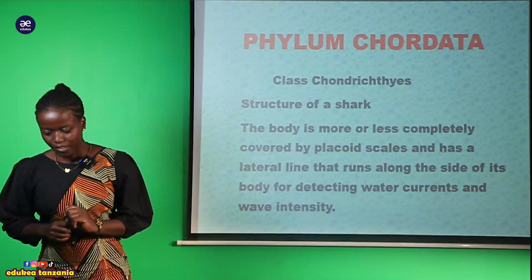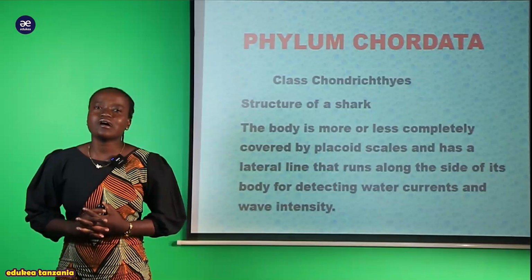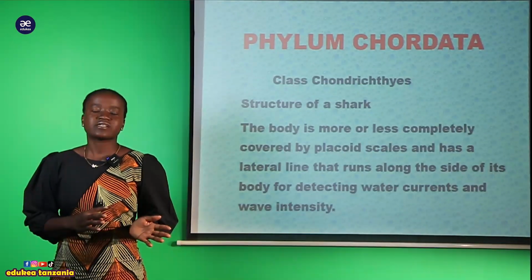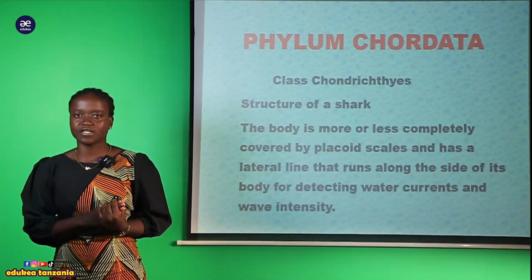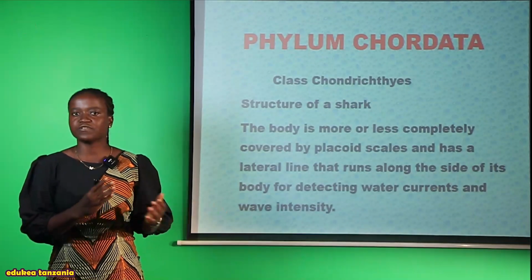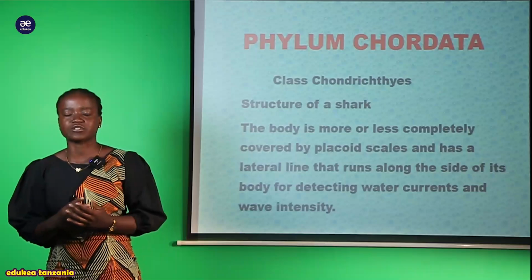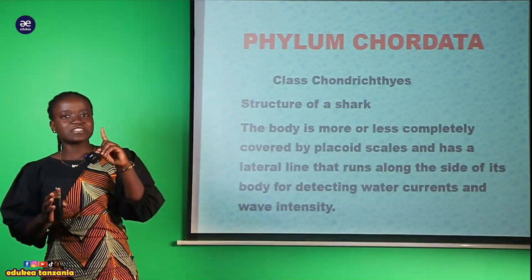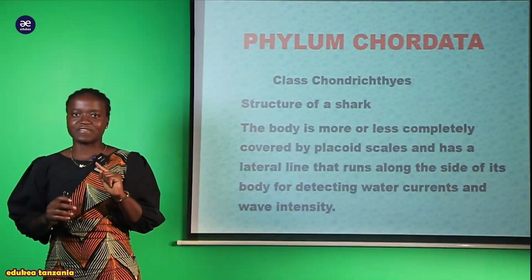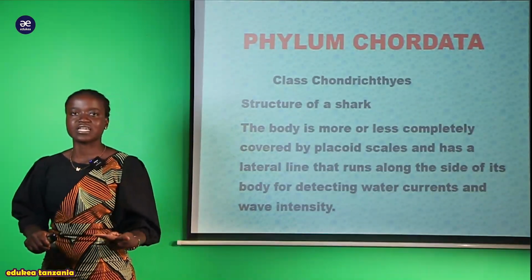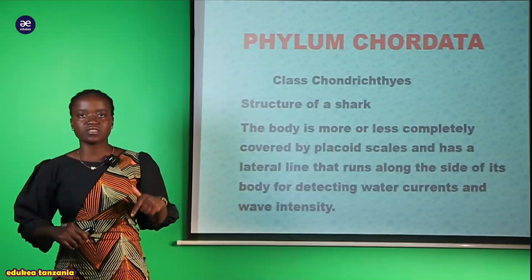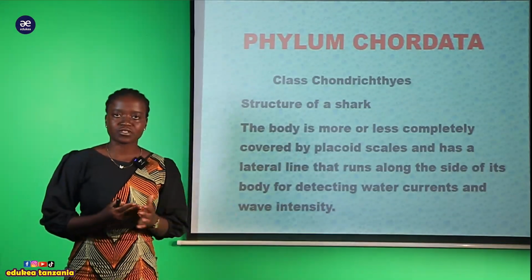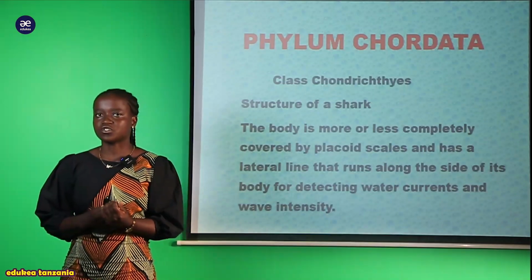My student, we can say that in all classes we have a lot of organisms. So we cannot study all of the organisms found within the class Chondrichthyes, because we have sharks, skates, rays and so on. Wote hatuwezi tukawasoma wote because of time. So we are choosing one organism first, that is the shark, where we are going to see the structures found within this organism, their mode of nutrition and so on. So here we are going to discuss the structure of the shark.